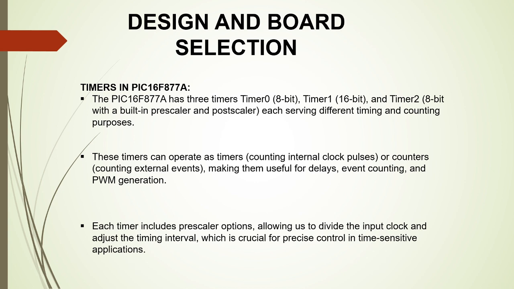And timers in PIC16F877A. The PIC16F877A has three timers, that is timer 0, timer 1, and timer 2, with a built-in prescaler and postscaler, each serving different timing and counting purposes. And these timers can operate as timers counting internal clock pulses, or as counters counting external events, making them useful for delays, event counting, and PWM generation, that is pulse width modulation generation. Each timer includes prescaler operations, allowing us to divide the input clock and adjust the timing interval, which is crucial for precise control in time sensitive applications.